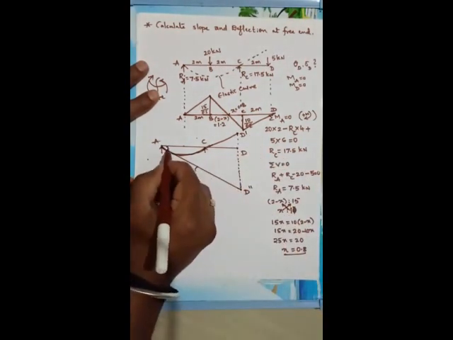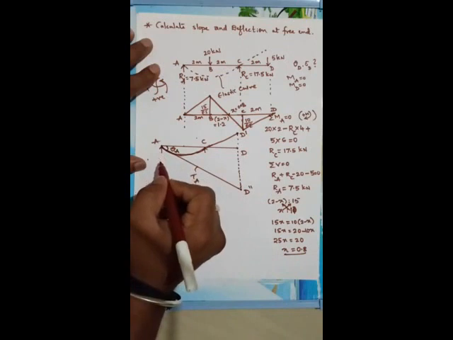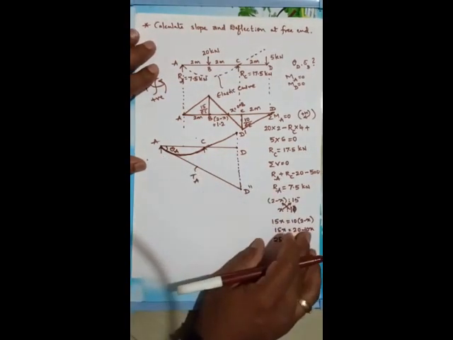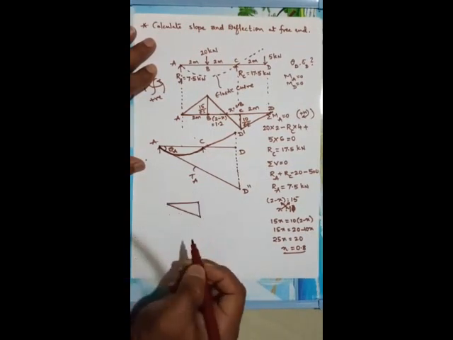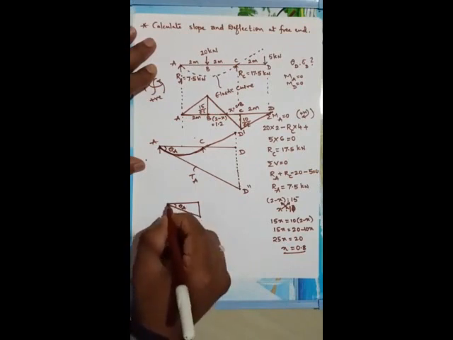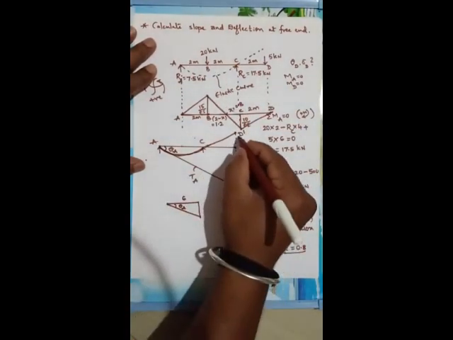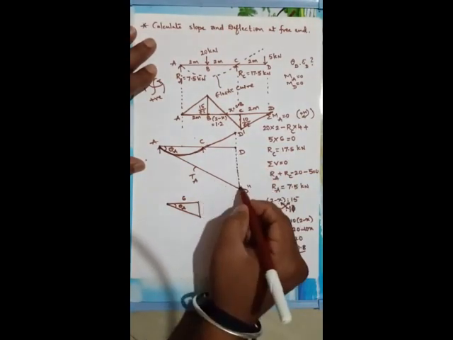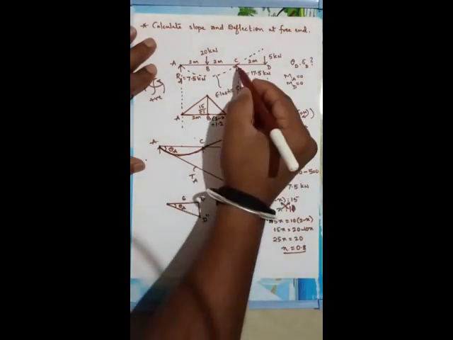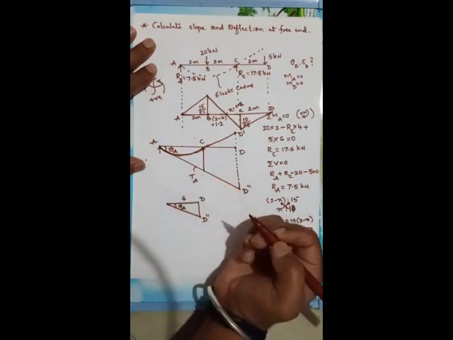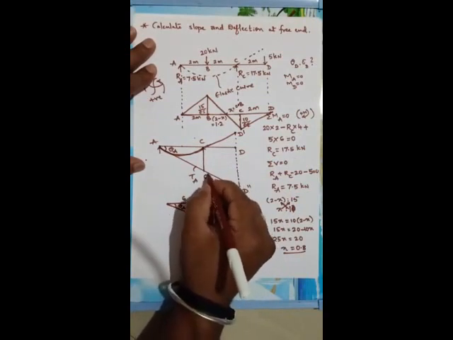When you draw the tangent, this angle is theta A, that is the slope at A. Compared to the previous problem, this figure looks something like this. This is theta A. From here to here, the total is 6 meters. If I consider from here to here this triangle, it is D T double dash. Or else at point C, if I draw the line, I name this C dash.